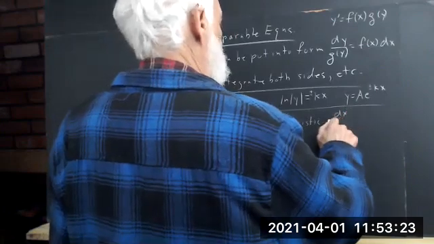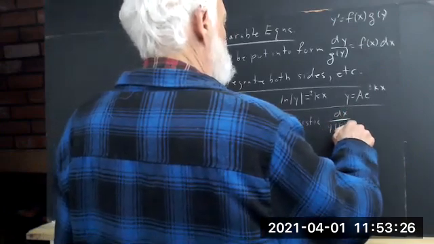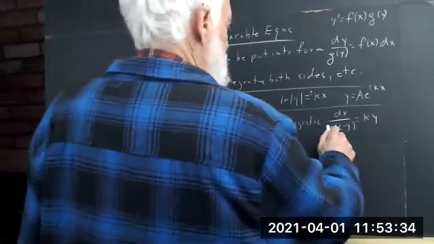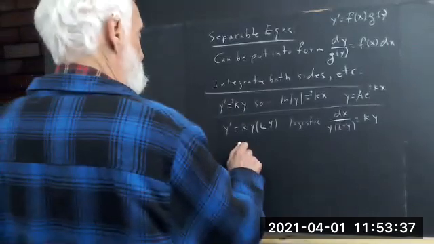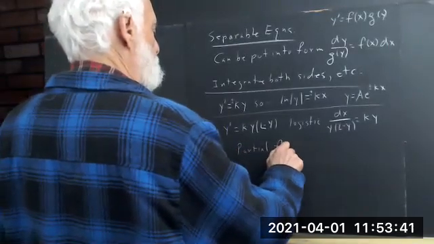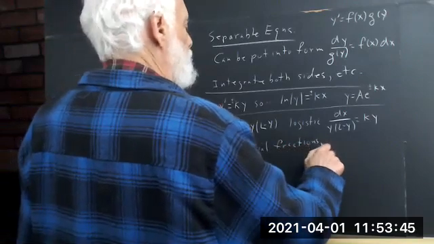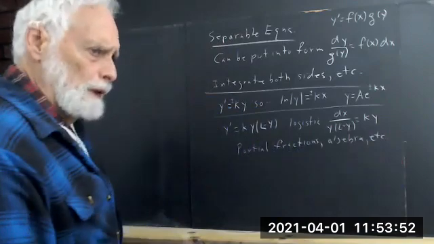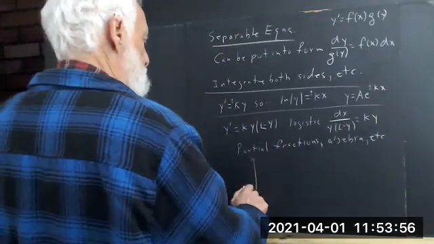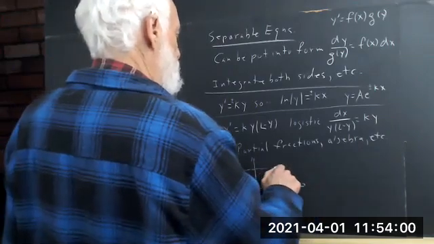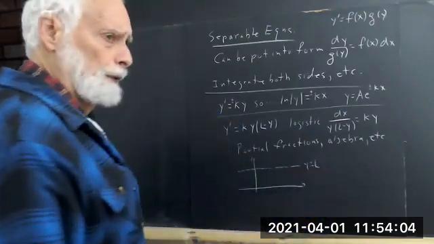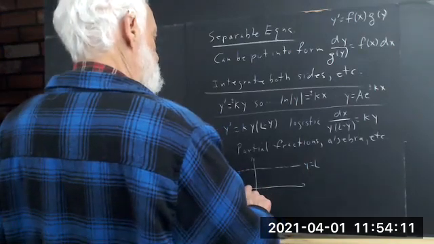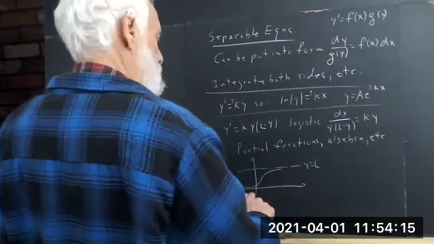And you get dy over y times l minus y equals k dx. And you've got to apply partial fractions, and then you've got to do some algebra. Okay, then you've got a solution. And the possible solution curves have this characteristic.